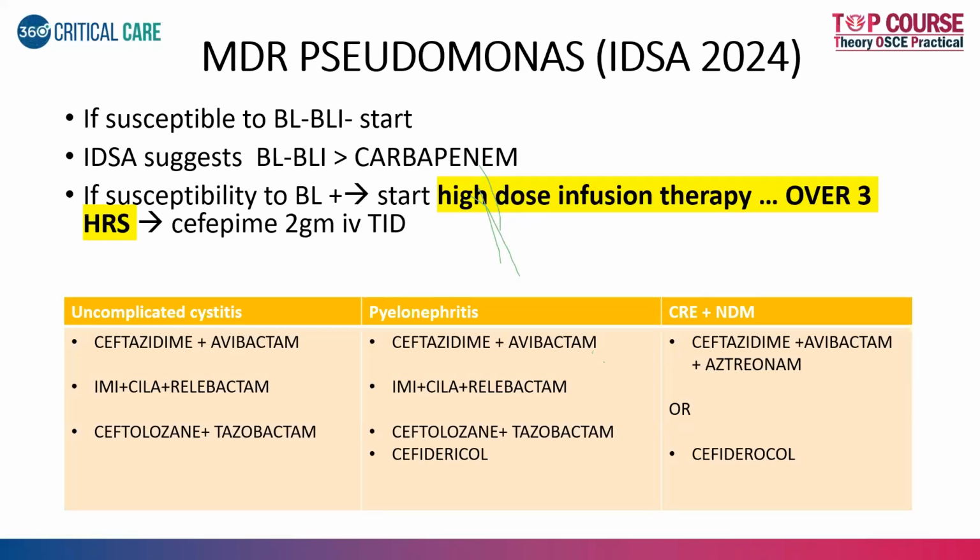Coming to the non-urinary infections, at that time you can use ceftazidime-avibactam plus aztreonam, or cefiderocol, based on the resistance pattern that has been detected. So this is about MDR Pseudomonas based on the 2024 IDSA guidelines.